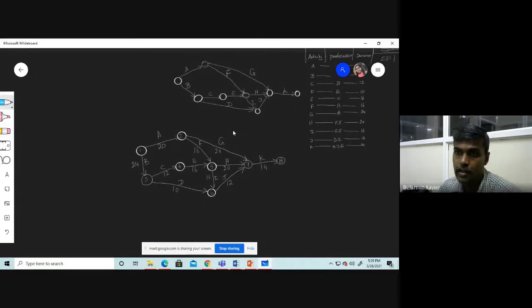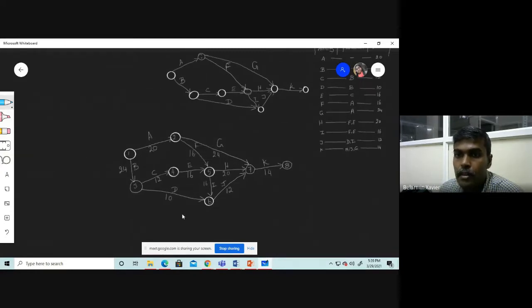So I once again redraw the same diagram. Okay, and activity A is represented with the time duration below the arrow.